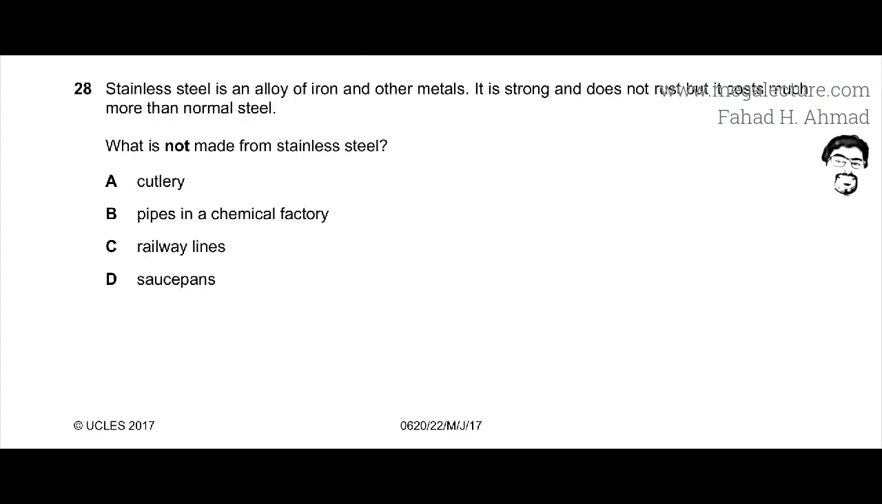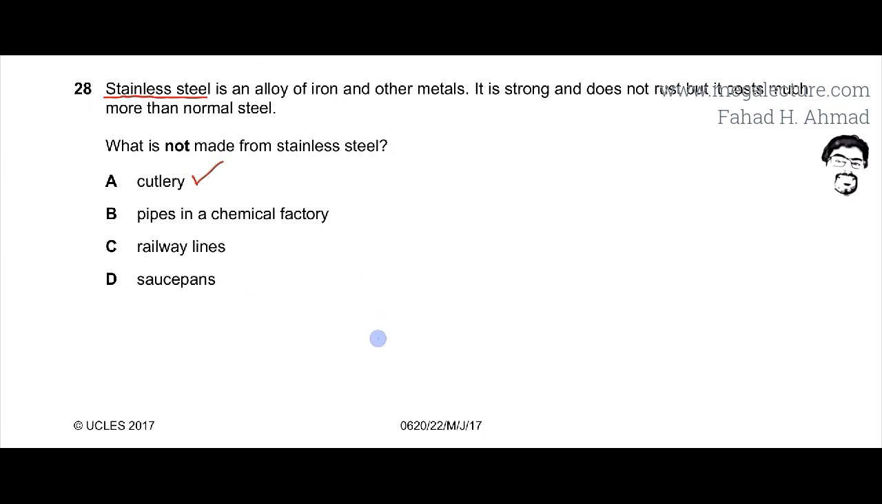The following question reads that stainless steel is an alloy of iron and other metals. It is strong and does not rust, but it costs much more than normal steel. What is not made from stainless steel? So stainless steel, as you already know, you're probably familiar with this. Most of your cutlery and very shiny objects are made from stainless steel. It doesn't rust. So what is not made from stainless steel? Cutlery, your spoons, etc. They are made from stainless steel.